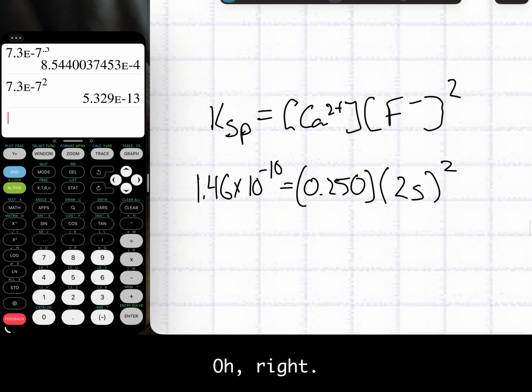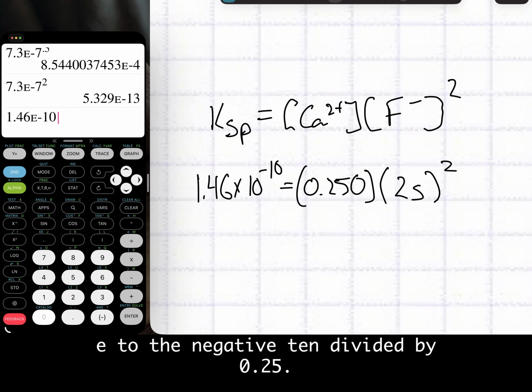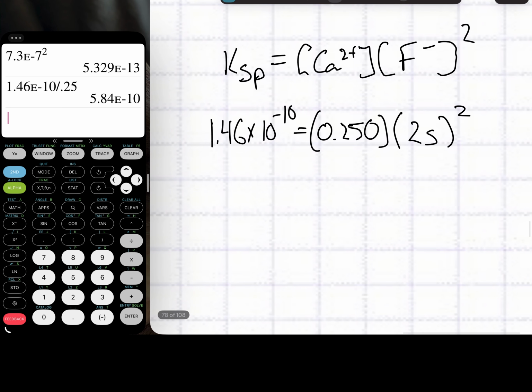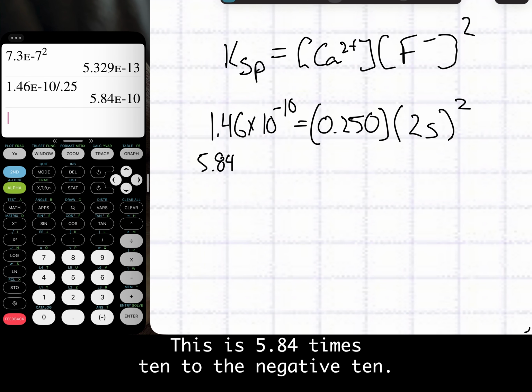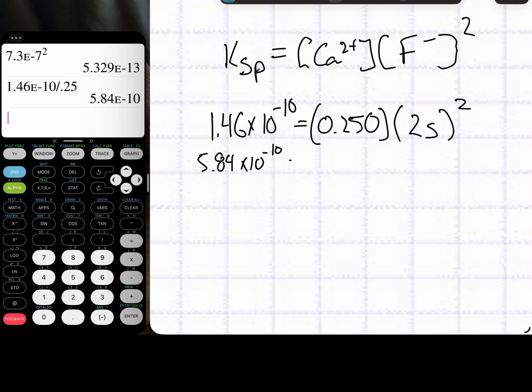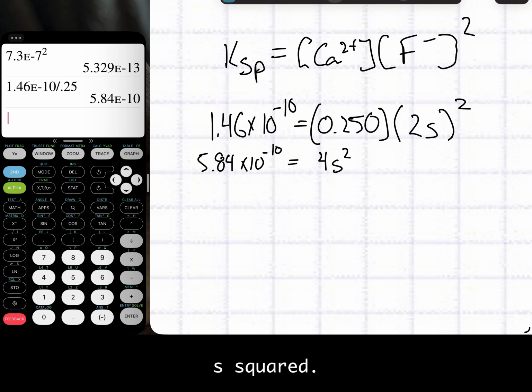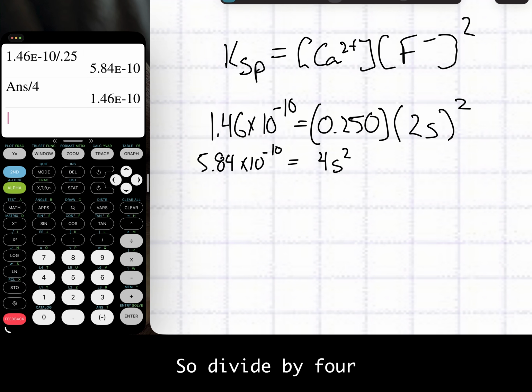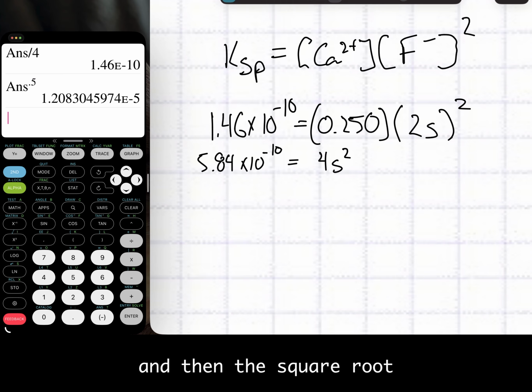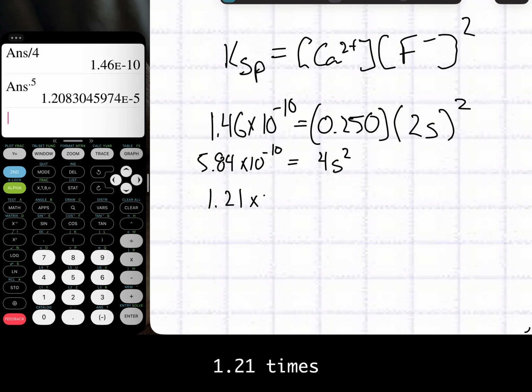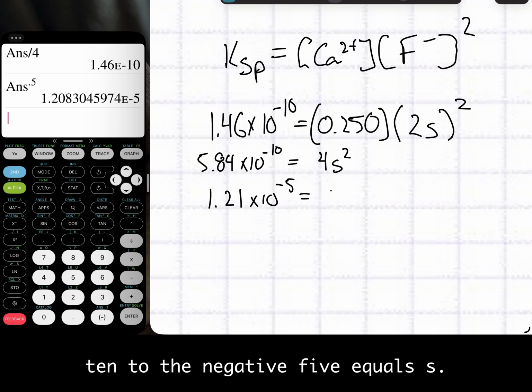Oh, right. So to solve this, we're going to do 1.46 e to the negative 10 divided by 0.25. This is 5.84 times 10 to the negative 10. And I'm going to multiply this out, 4S squared. So divide by 4, and then the square root. 1.21 times 10 to the negative 5 equals S.